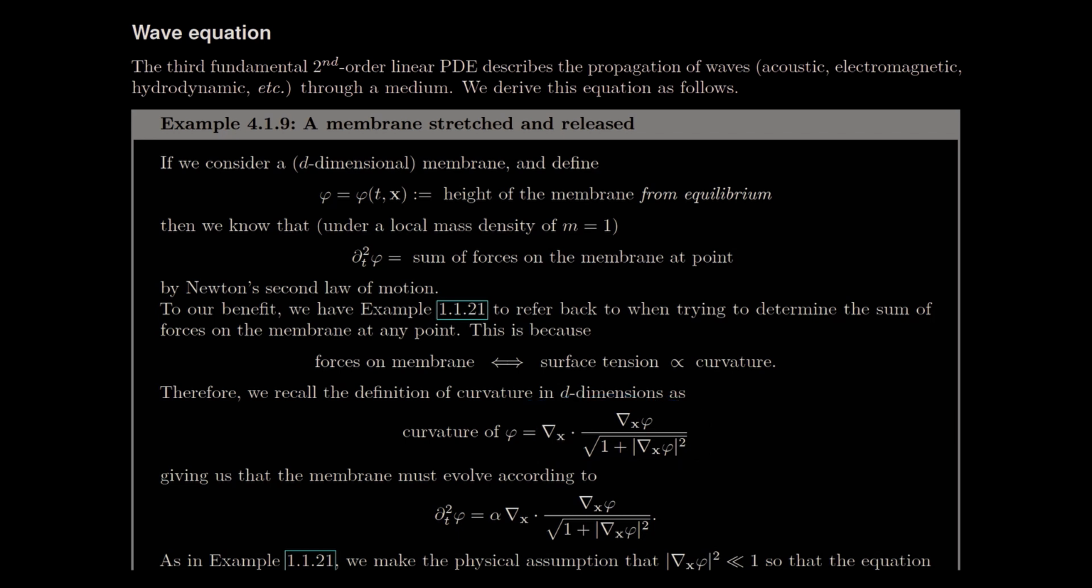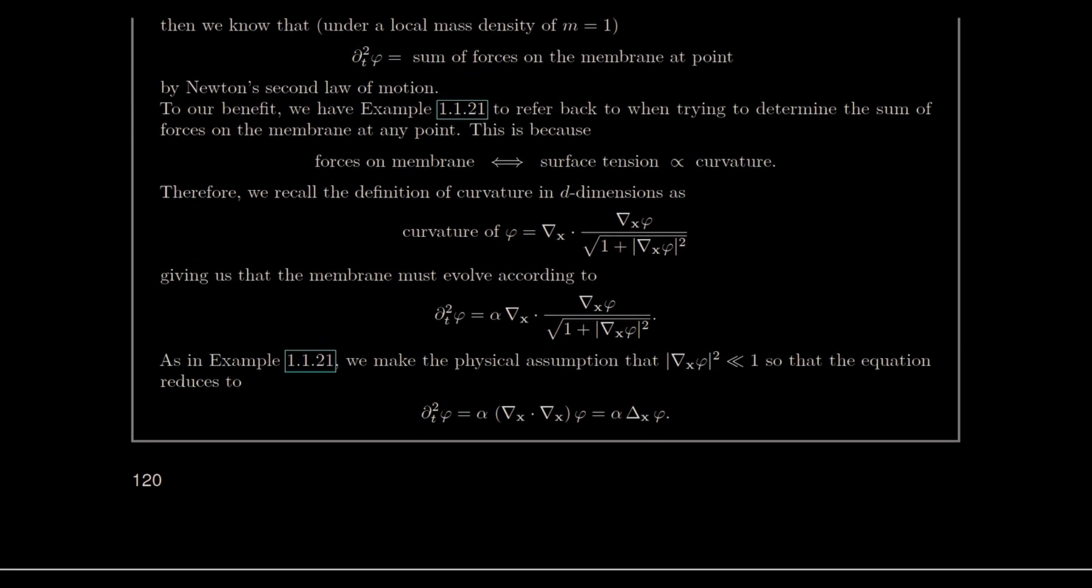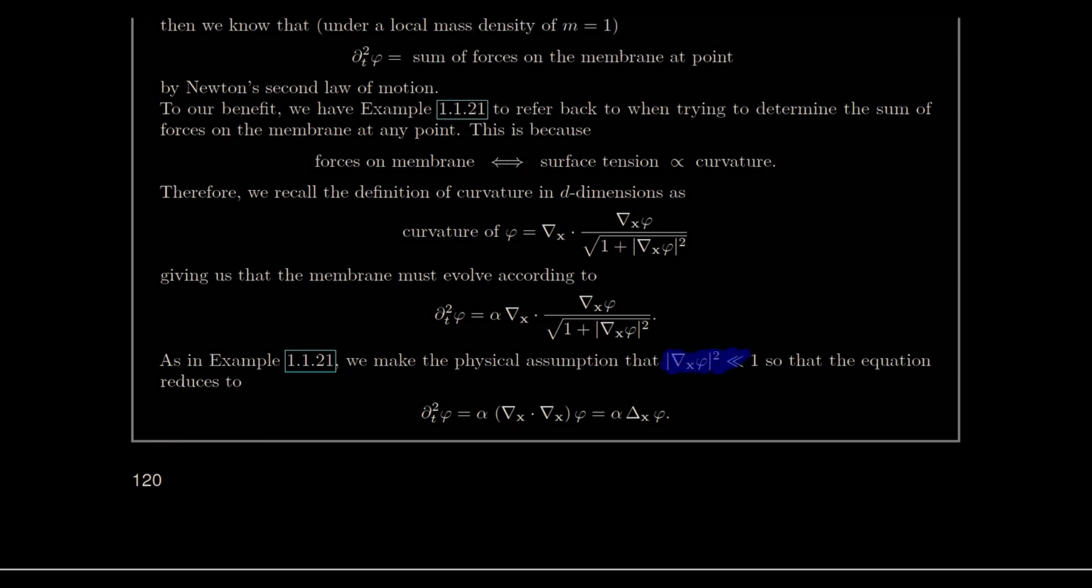And we get that the membrane has to evolve according to this equation. Now, that is not the wave equation because of what's going on in the denominator here. It's nonlinear because of what's going on in the denominator. Nobody likes working with nonlinear equations. They're often too hard. And so we make this lovely physical assumption that the denominator is approximated by 1. We assume this is close to 0.